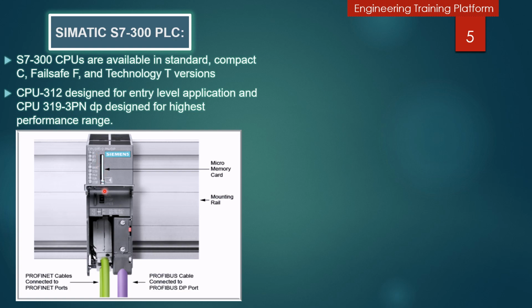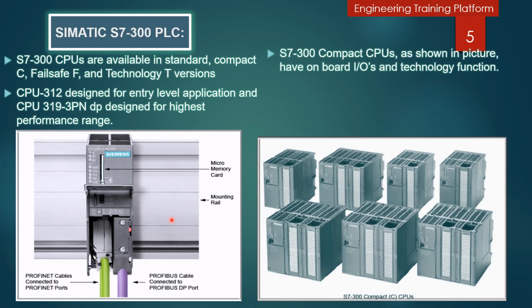Here you can see the memory card, and here is the mounting rail where we are going to install the power modules, input output modules, communication modules and special purpose modules. The S7-300 compact CPU shown here has on-board IOs and technology functions. The specific technology functions included depend on the CPU model, but high speed counting and pulse generation, for example, are functions included in all models.